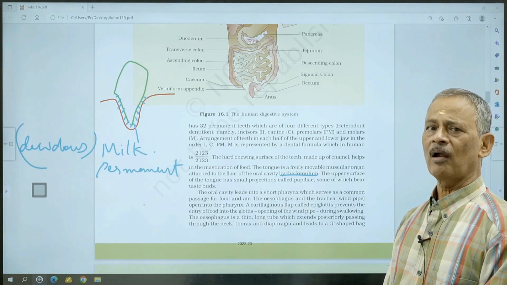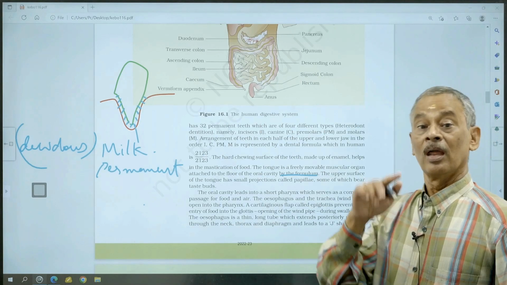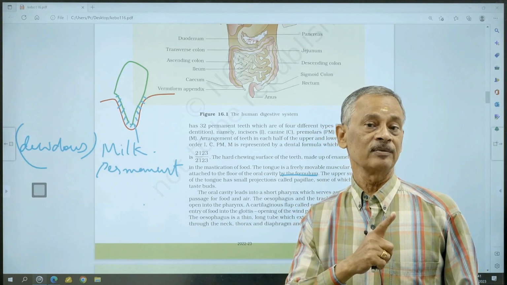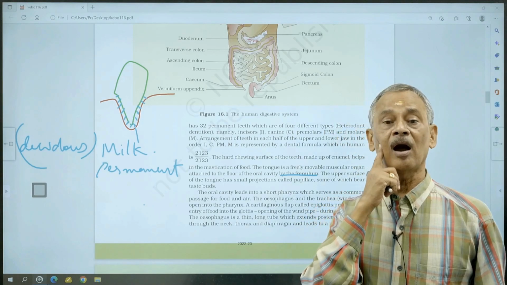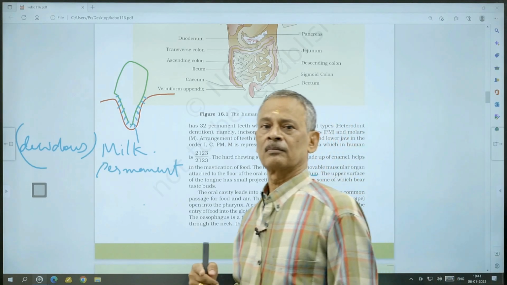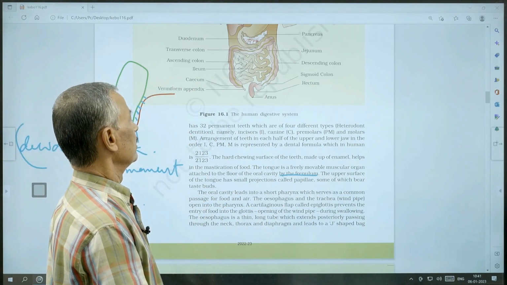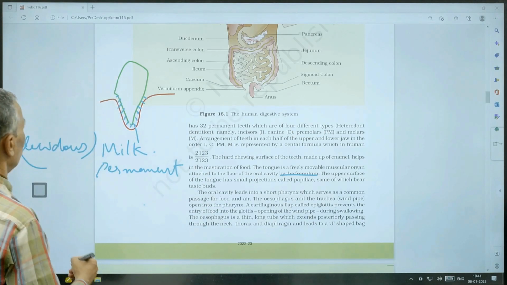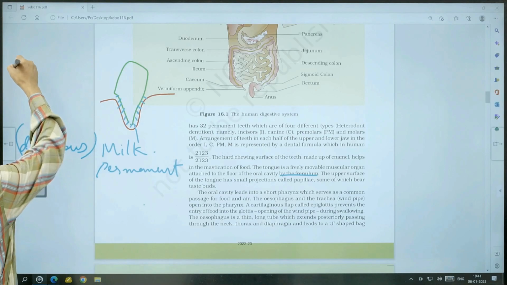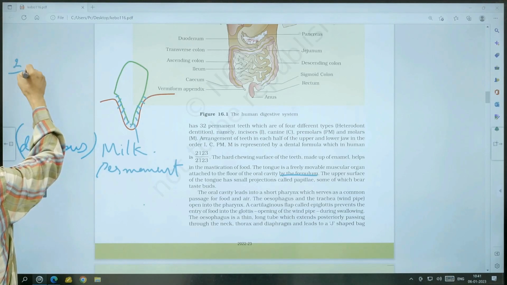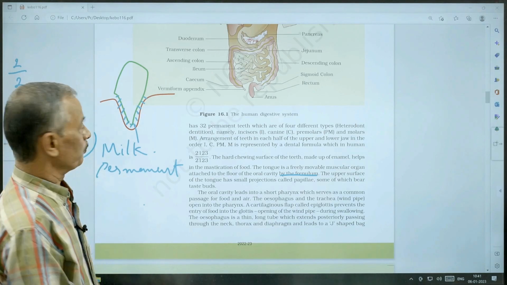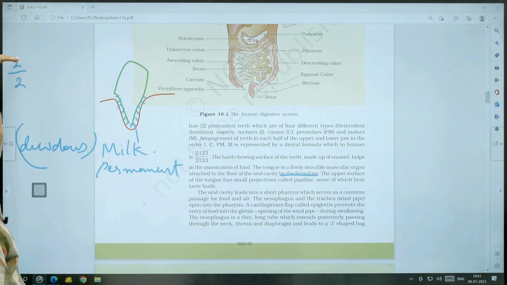In dental formula, we are taking the number of each type of teeth present in one half, only one half in each jaw. So, if you take the milk dentition, we can see that incisors are 2 by 2. Why are we writing 2 by 2? The numerator is the number of teeth in the upper jaw, and the denominator represents the number of teeth in the lower jaw. So each half is having 2.